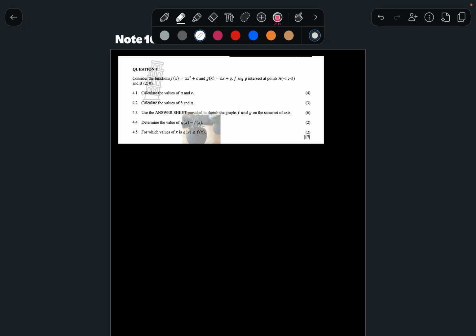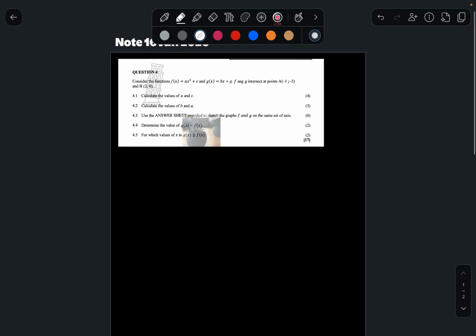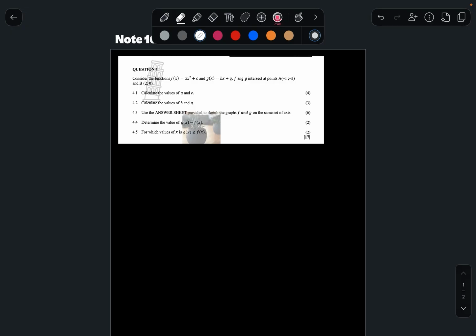Let's do the first question, right? So let's note down the information that we have. They said consider the functions f of x equals ax squared plus c. Okay, let me write that down. f of x is equal to ax squared plus c, right? What type of function is this? We see that this is a parabola.